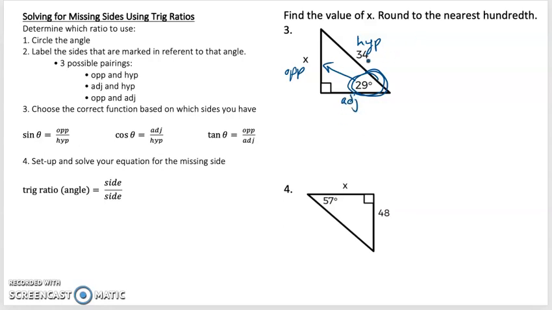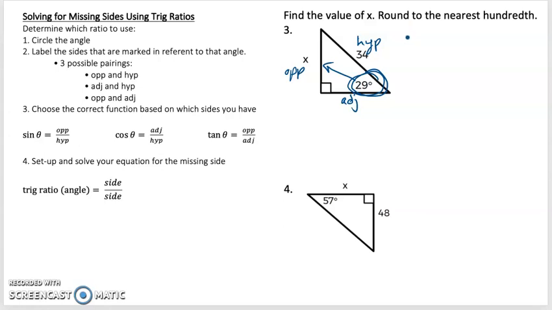So I look at the information I have and the information I'm trying to find. I've got the angle, I've got the hypotenuse, I'm trying to find the opposite side. So I look for the function that involves an angle, so all of them involve an angle, theta, and the one that uses opposite and hypotenuse. So which one would that be? Sine. So we are basically just going to plug in all the information we have into sine here, and we're going to solve for x.